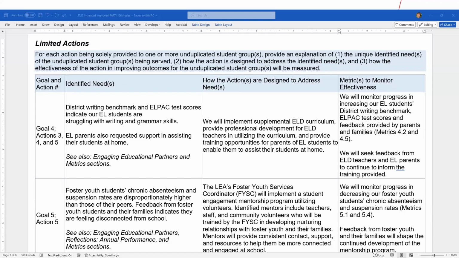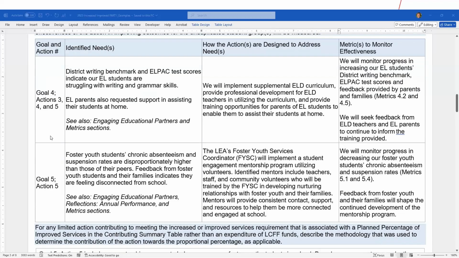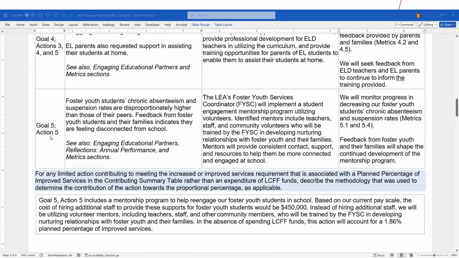Okay, guys, last example. This is a limited action that would not have LCFF funding and therefore would instead have a planned percentage of improved services. This is the opportunity, the flexibility that LEAs have in meeting their minimum proportionality percentage without utilizing funding. So this is a way for LEAs to get creative.